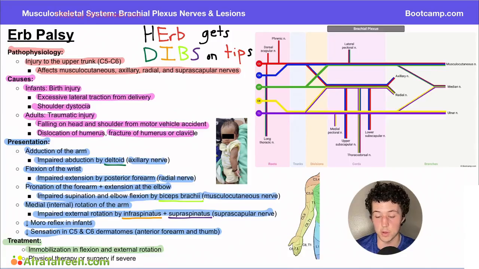Physical therapy will also be very important for strengthening weakened muscles, especially for infants, and if very severe, surgery may be necessary. All right, let's do a recap and then we'll do a practice question together. Erb palsy will affect the upper trunk, which is classically C5 and C6, and will affect the musculocutaneous, axillary, radial, and suprascapular nerves. The cause of Erb palsy will be dependent on the age of the affected patient.